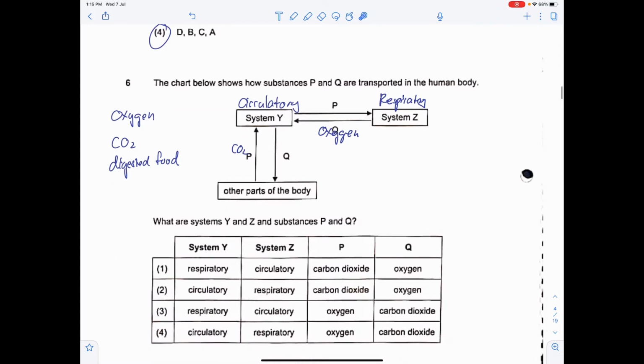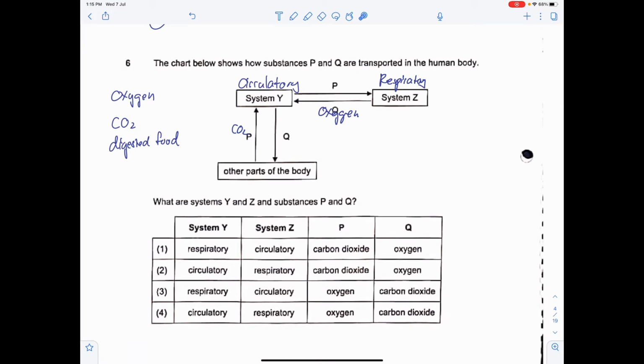Because of that, straight off the top, I know system Y is circulatory. Anything that's not circulatory, I can go ahead and cross out. So option 1 and option 3 are out, leaving me with option 2 and 4. Then I go on to the next one. Circulatory system. Z is respiratory, correct. P is actually carbon dioxide, and Q is oxygen. So therefore option 2.